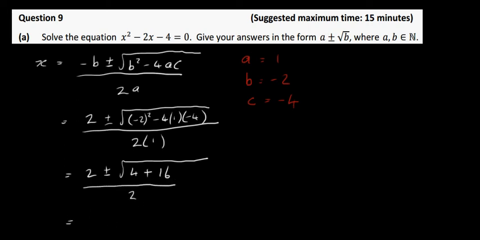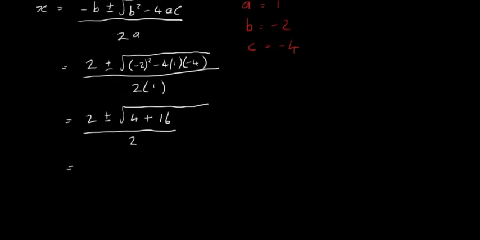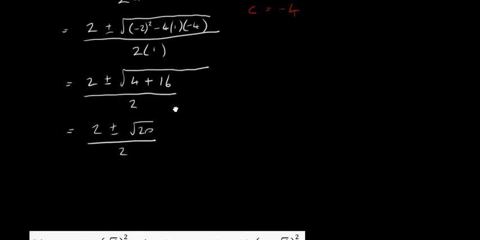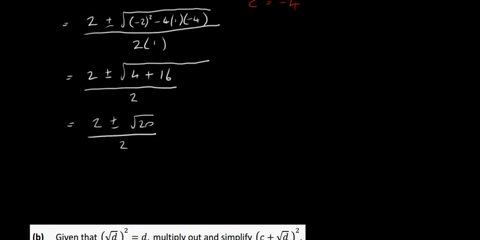So this gives me 2 plus or minus the square root of 20 over 2. So this will give me 2 roots or 2 solutions here. 2 plus root 20 over 2, or 2 minus root 20 over 2.